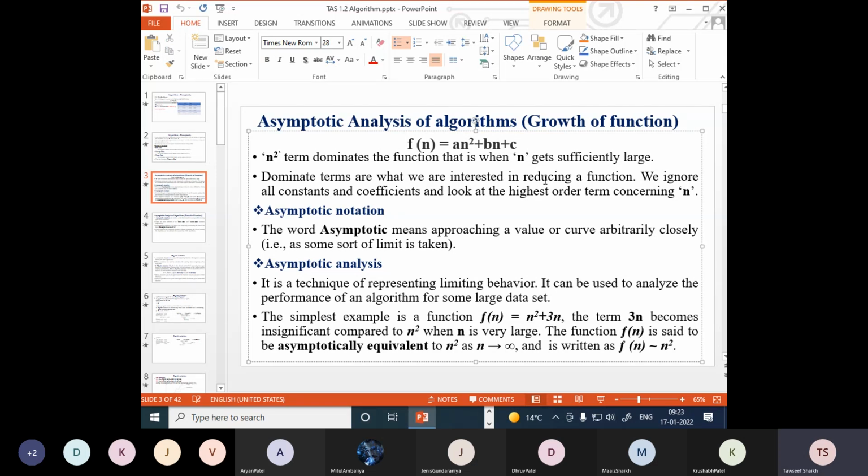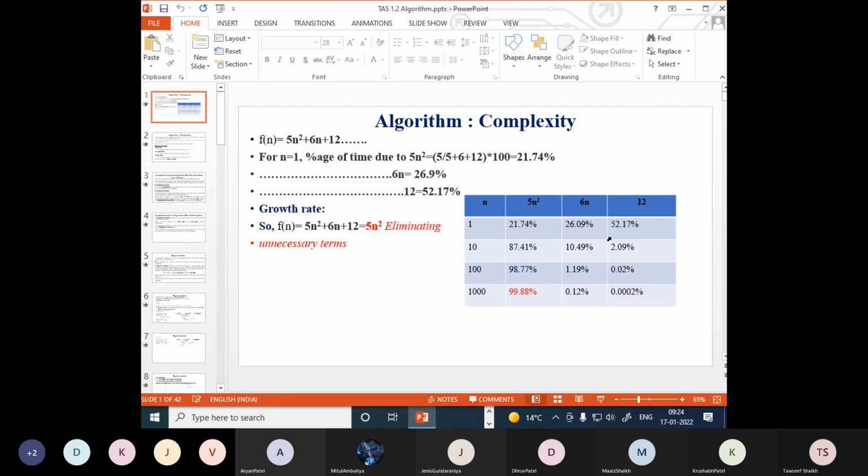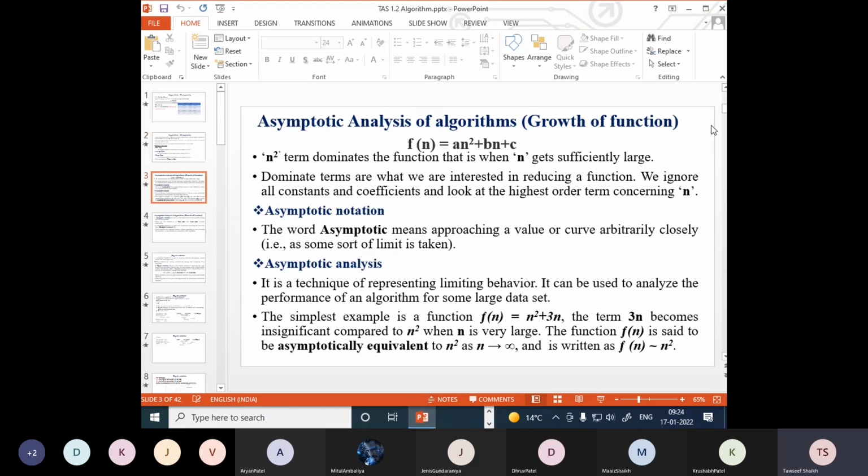The remaining terms, when the value of n gets increased, as is clear from this table, when the value of n gets increased from 10 to 1000, the highest term inside the expression actually takes much of the CPU. The remaining terms inside the expression take CPU time equal to 0. So we eliminate those terms while we do the asymptotic analysis of the algorithm itself.